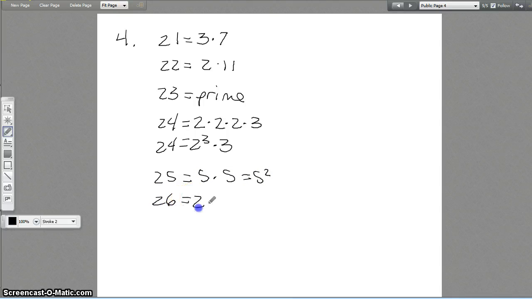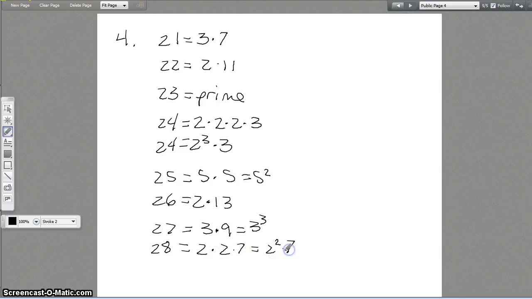26 is 2 times 13. 27 is 3 times 9. And 9 is just 3 squared, so that means it is actually 3 cubed, because 3 times 3 squared is 3 cubed. 28, that is 2 times 2 times 7, which is 2 squared times 7. 29 is actually a prime number. And then 30 is 3 times 10, which is 2 times 3 times 5.